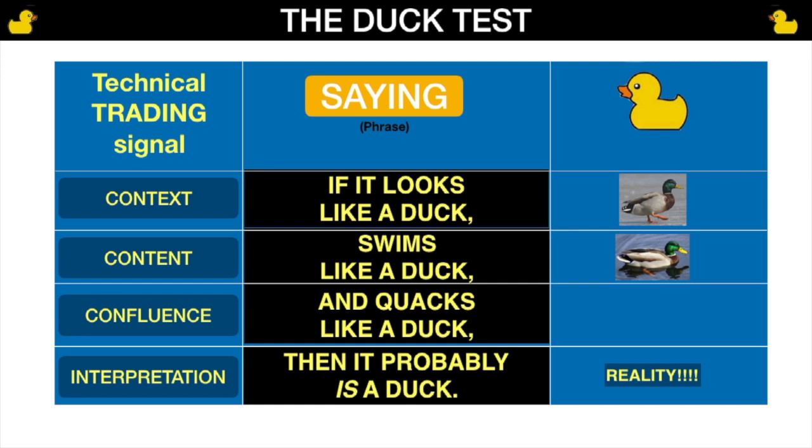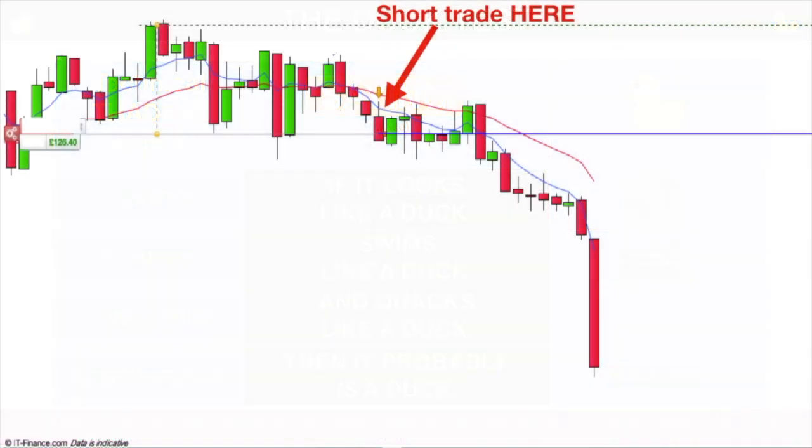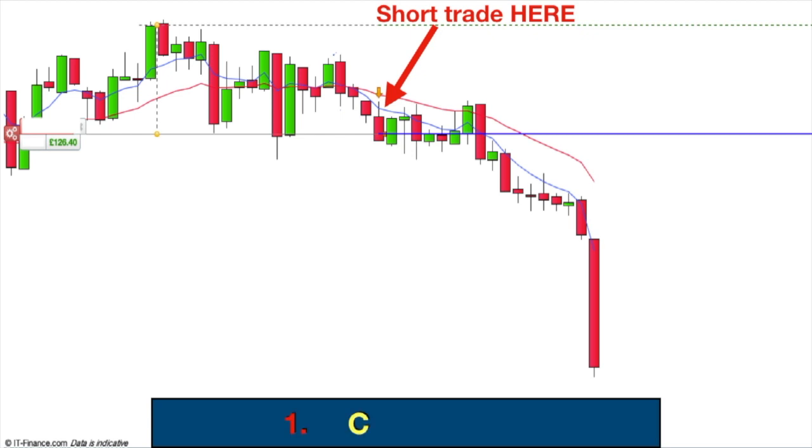So does the trade setup, in our case, have context, content, and confluence? It's the same principle, isn't it? Let's have a look at context first then, because context gives you a guide as to where price is currently in relation to where it's been in the past and the type of trading conditions that the market is in at the moment.